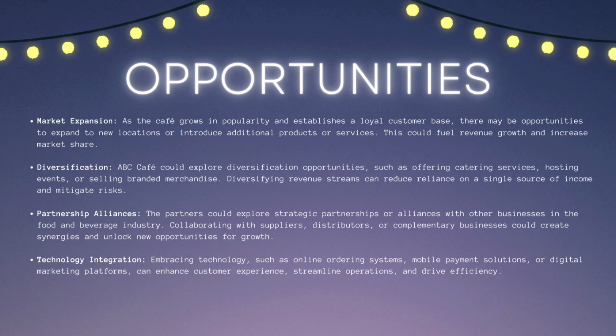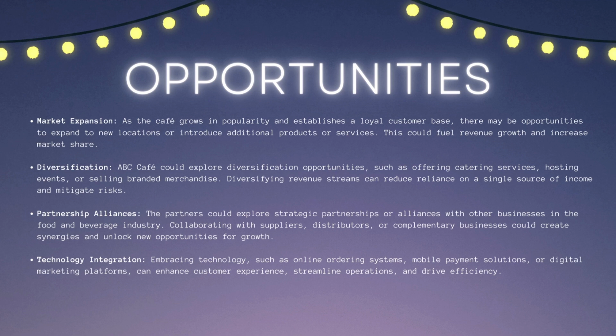Diversification. ABC Cafe could explore diversification opportunities, such as offering catering services, hosting events, or selling branded merchandise. Diversifying revenue streams can reduce reliance on a single source of income and mitigate risks.